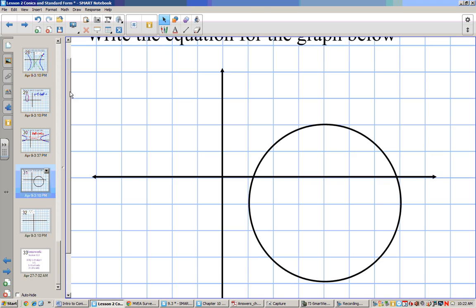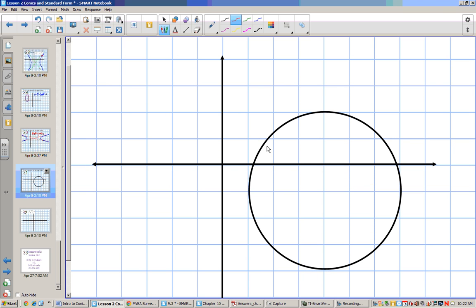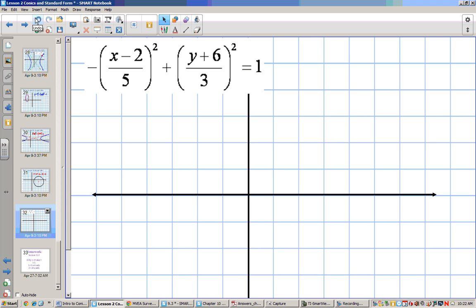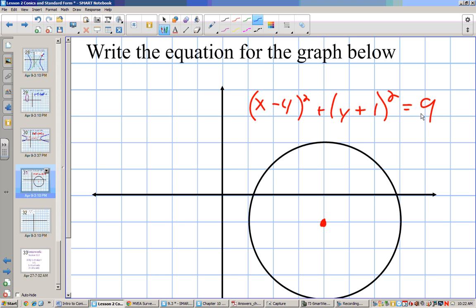All right, here is a circle. First, I need to find the center of our circle, which is 4 to the right and 1 down. So that's going to be x minus 4 squared plus y plus 1 squared. And that's going to equal 3 squared, which is 9. One thing I want to talk about here is that a circle is not equal to 1. It's equal to the radius squared. So that's why we left it like that.